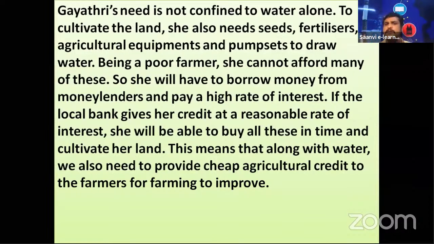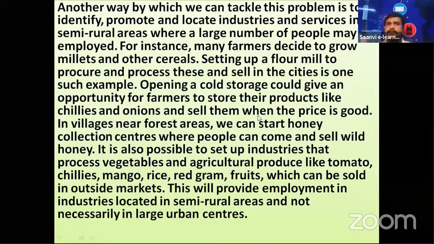This means that along with water, we also need to provide cheap agricultural credit to the farmers for farming to improve. Okay, in this way, we can improve the employment opportunity. Many people get job opportunities. In addition to that, production also increases in the primary sector. The primary sector itself, we know, is unorganized. Actually, a person does work according to his wish. Am I right? So if we give some more facilities, automatically this sector may improve, and they will get good income.